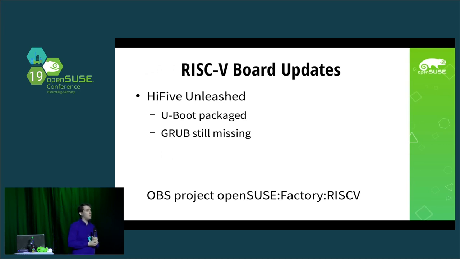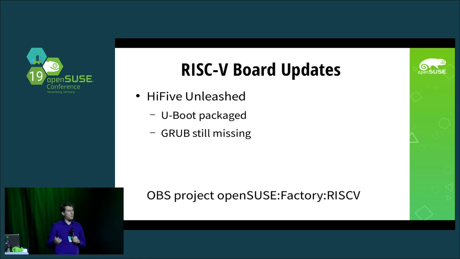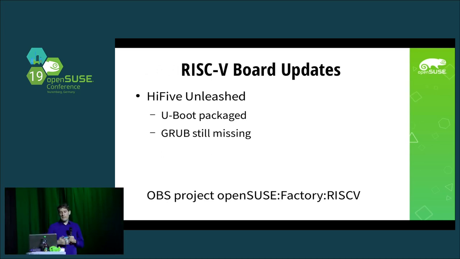Unfortunately, either way, GRUB support for RISC-V is still missing, at least in our package, possibly also upstream. Some things still need to happen to have an easy user experience there, but it's already possible to use it. Andreas Schwab has been spending a lot of time working on this. You probably already know that for the ARM architecture, you can find all the various packages in the openSUSE Factory ARM project, and similarly, there is an openSUSE Factory RISC-V project that is building for this new architecture.